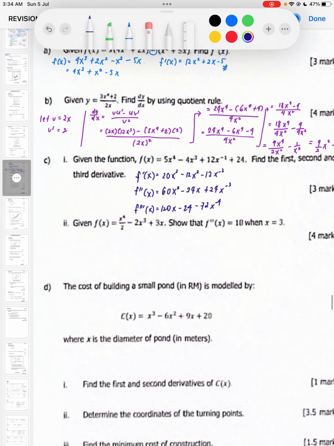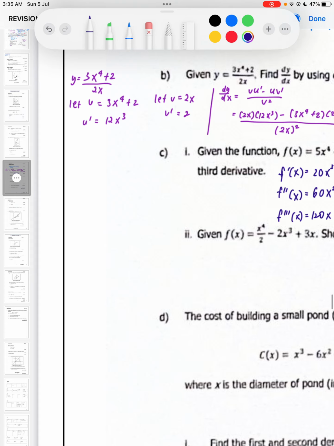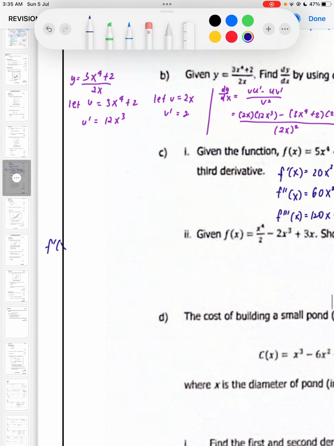Okay, so the second question: given f(x) equals x to the power of 4 over 2 minus 2x to the power of 3 plus 3x, show that f prime prime x equals 18 when x equals 3. So basically, we still have to do second derivation. So let's do the first one.